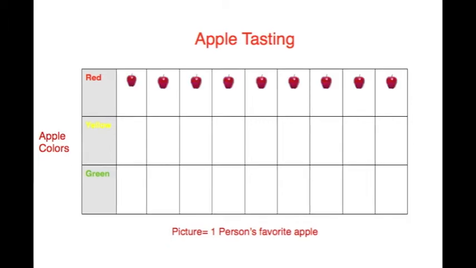First, we will graph the apples like you see here. We have 9 red apples. Make sure that you look at your labels on the left-hand side of the graph so that you put your pictures in the right row.